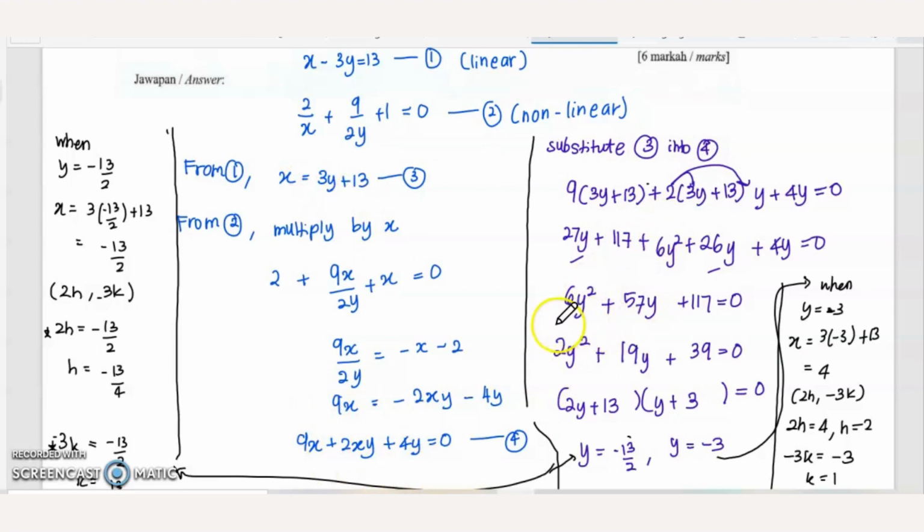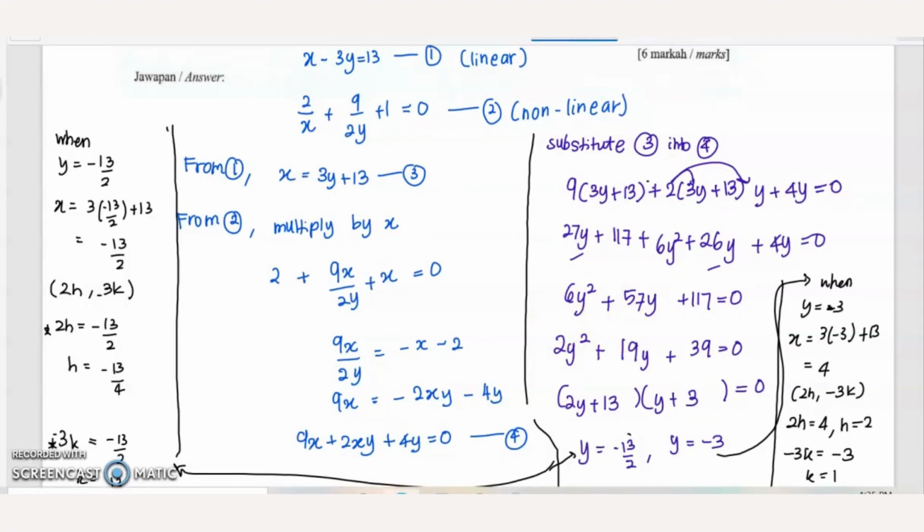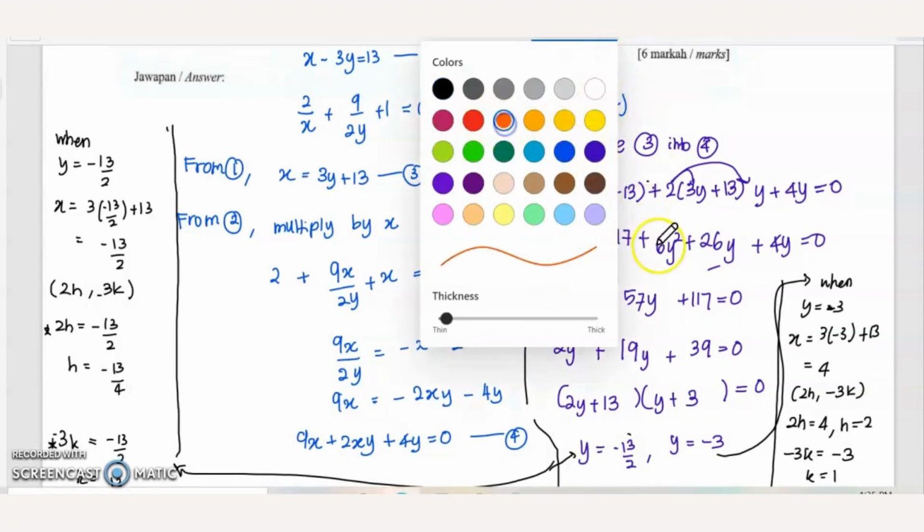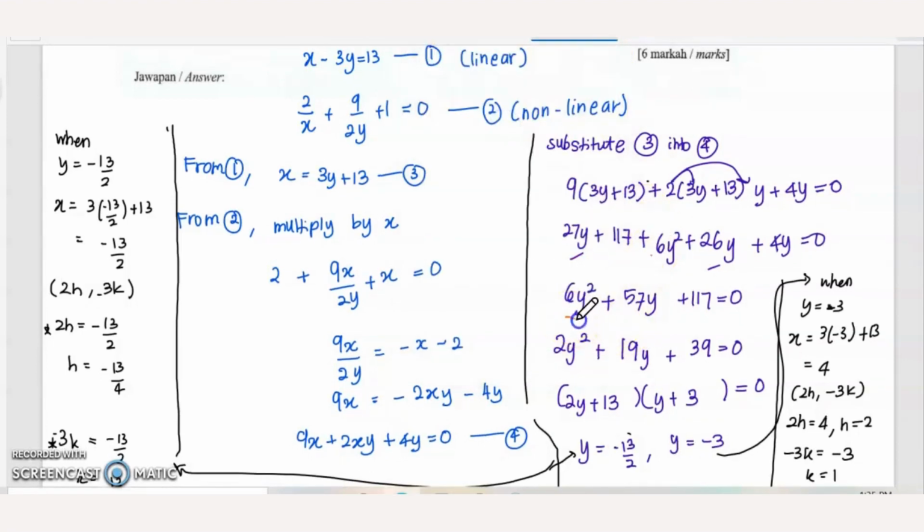So we rearrange and then we get the quadratic equation here, which is 6y squared plus 57y plus 117 equal to 0. If we can simplify, kita simplifikan dulu, sebab bila you nak guna calculator to do the factorization, the calculator boleh baca quadratic equation dalam keadaan paling mudah.